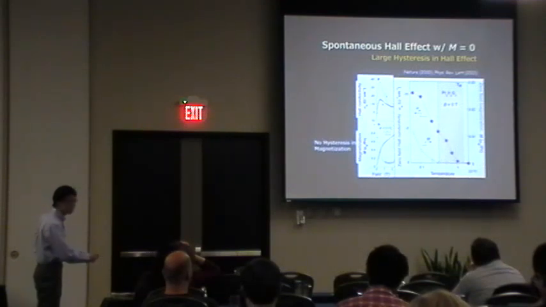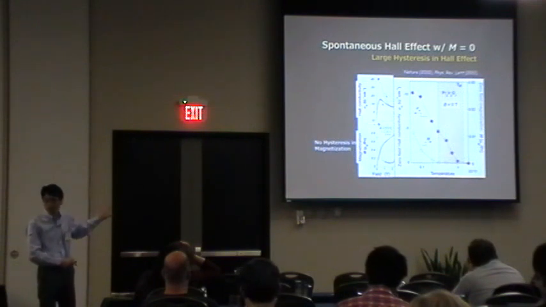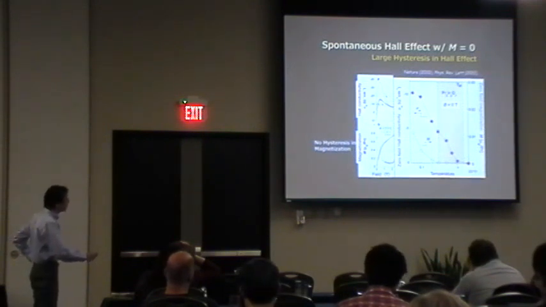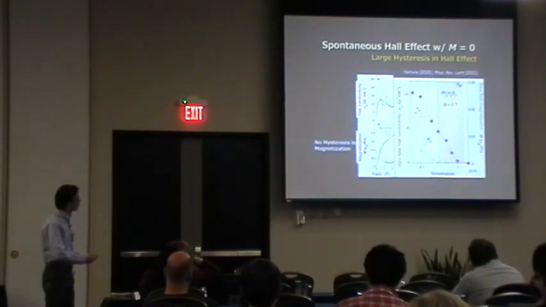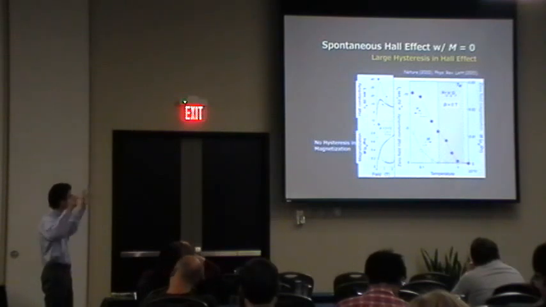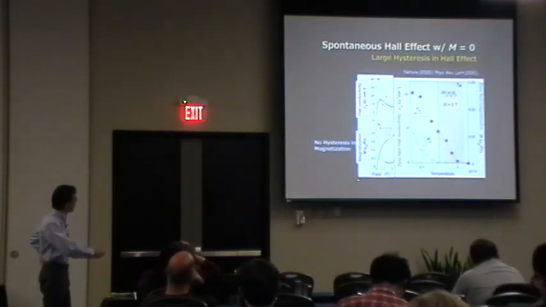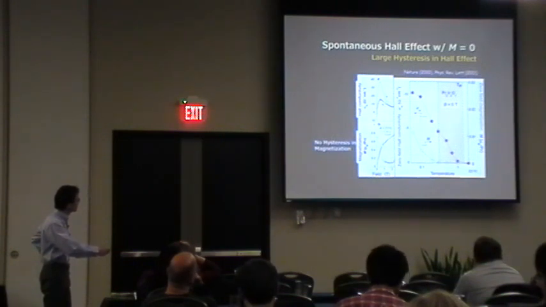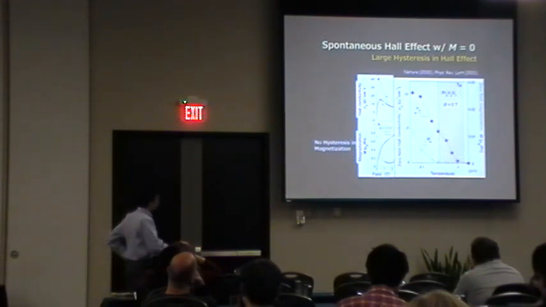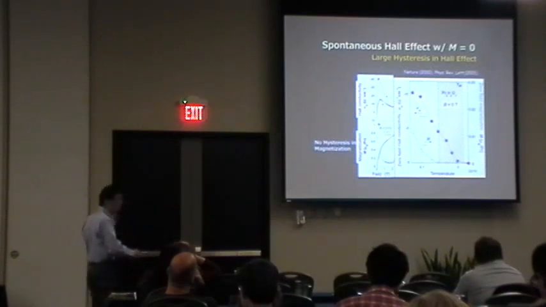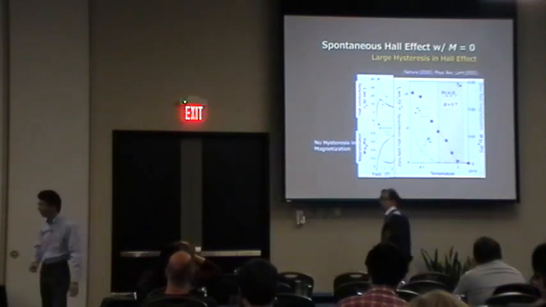There's a clear hysteresis. This is what you expect for a ferromagnet, by the way. And the size of the Hall conductivity is so large that it is equivalent to the phenomenon in which having a spontaneous moment of one Bohr magneton. However, if you look at the magnetization as a function of field at low temperature, you don't see any hysteresis at all. It's because it's paramagnetic. It's basically a spin liquid, so you don't see almost any hysteresis. That's one major discovery.